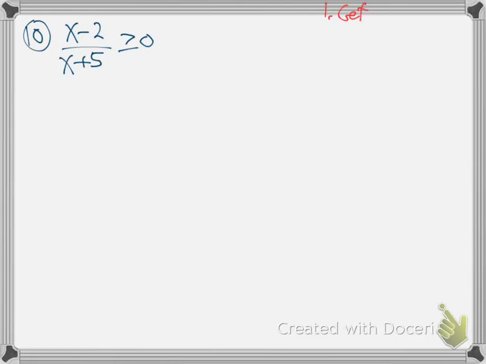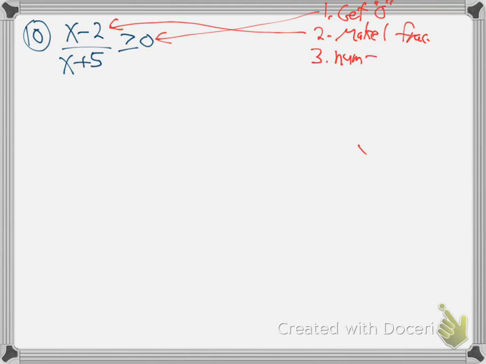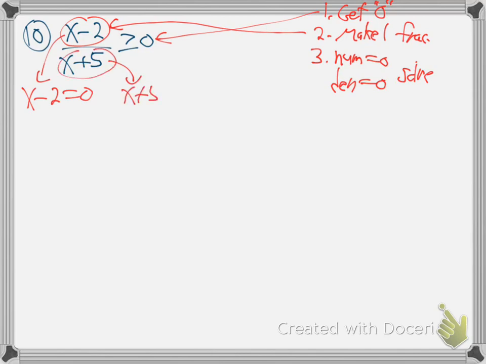Step 1, get a 0. Already got it. Step 2, make it 1 fraction. Already got that. That's nice. Don't have to mess with that. It's already 1 fraction. Step 3, numerator equals 0, denominator equals 0, and solve. So I go, okay, numerator equal to 0, denominator equals 0, solve. So that's easy. Jump it over, jump it over. Positive 2, negative 5. Let's go to the number line.